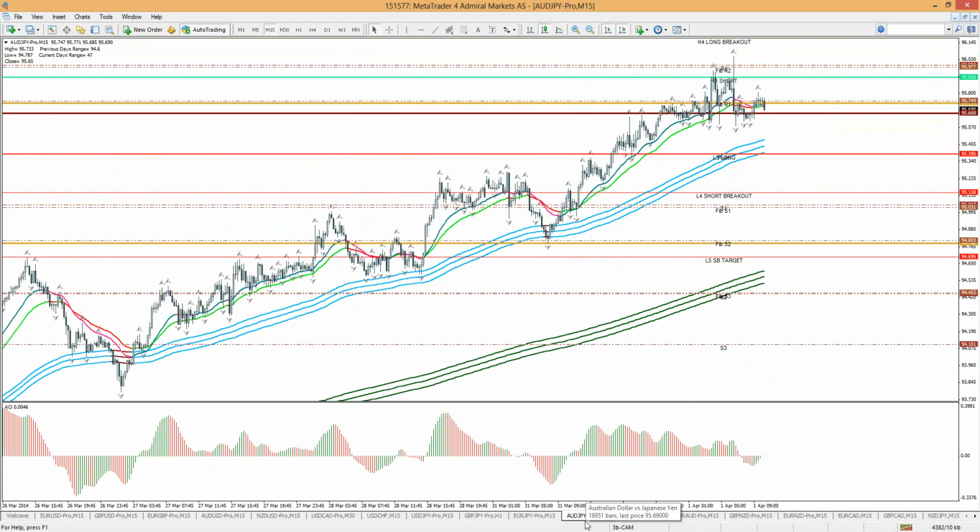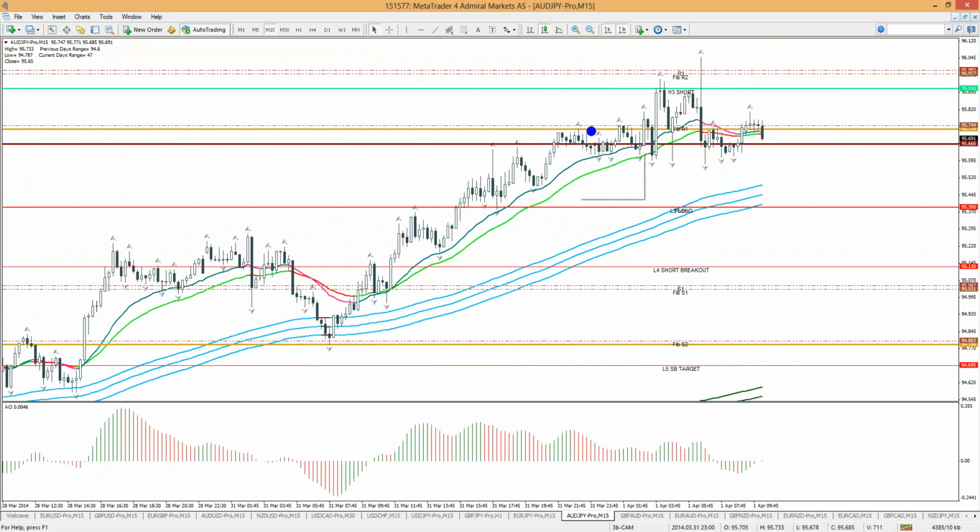Aussie yen looks better in that regard, to be honest. The Aussie yen, let's take a look, broke yesterday's high already, and price is in just as bullish a mode as the others.